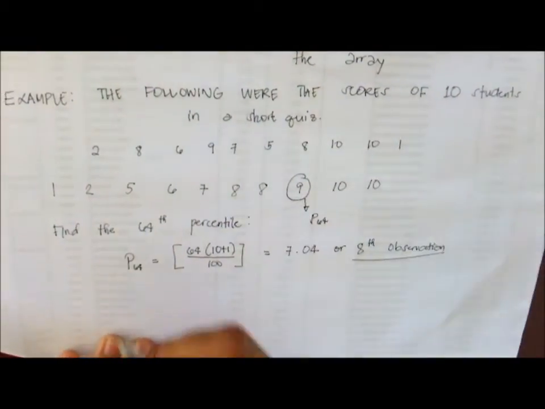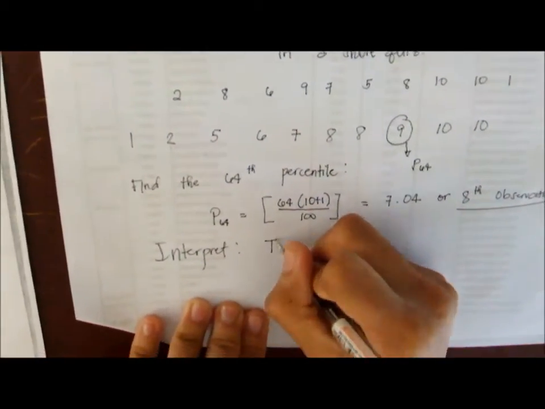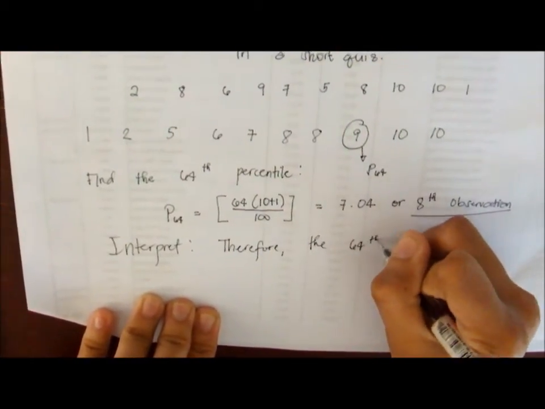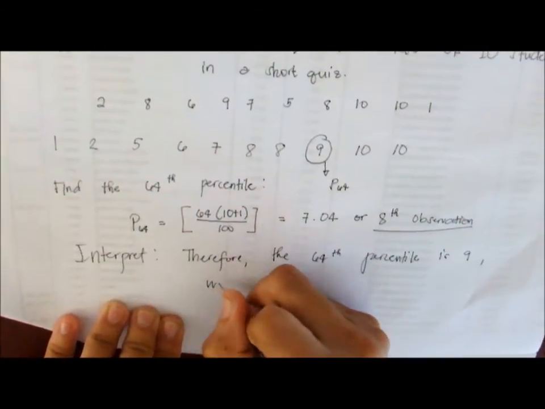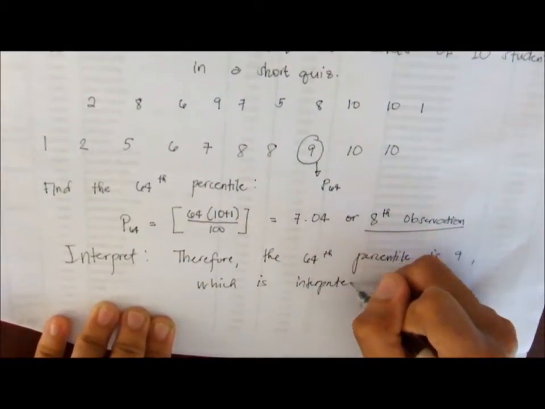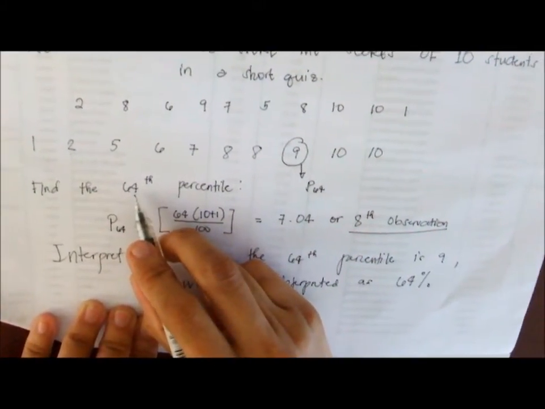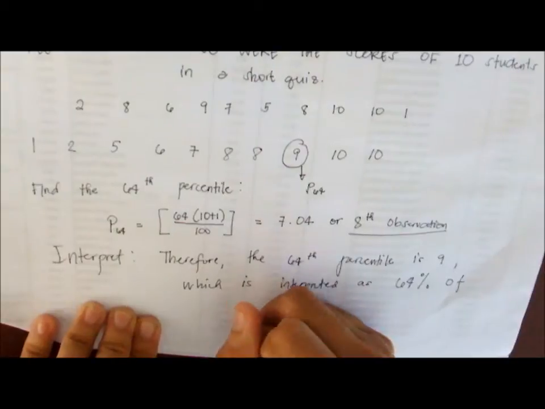64th percentile. So how to interpret this? Therefore, the 64th percentile is 9, which is interpreted as 64%, since we will find the 64th percentile. So it is interpreted as 64% of the scores are below 9. So that's how we should interpret.